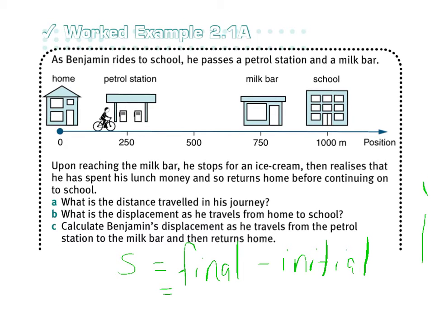So what was Ben's final position? His final position was here at the 1,000 metre mark. So we're going to put in 1,000 metres. That's where he ended up. Where did he start? He started at home, which was 0. So we go subtract 0 equals 1,000 metres displacement.